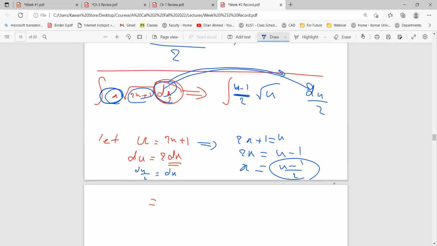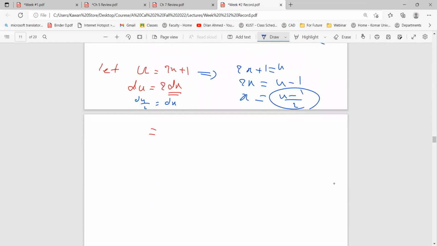Why do we do like that? Why did I make all these changes? Yes? Yeah. So okay, we cannot do it otherwise. So we do all these changes. Here we are. We have u minus 1, we have square root of u, we have du over 2, right? So why? Because we think after this change, I will get an easy integral, or I can solve the integral.